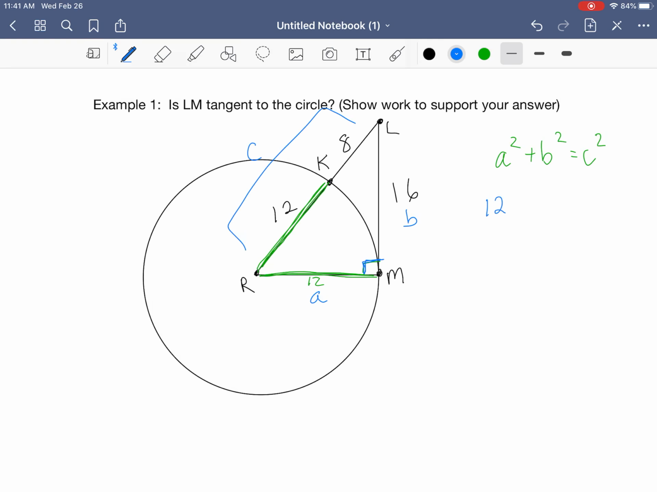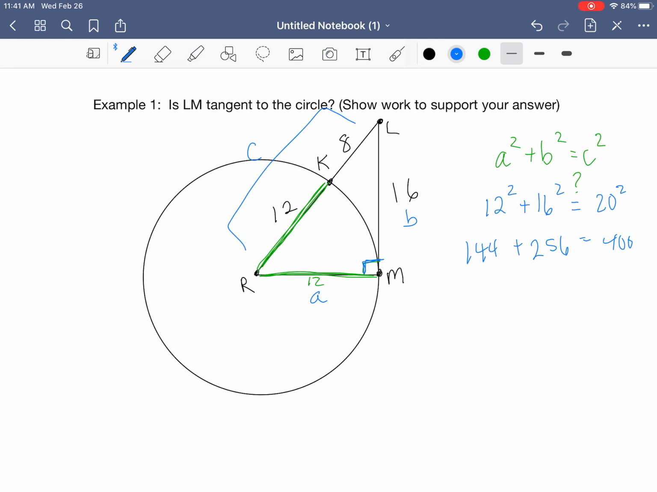And now we just plug in what we know. A, we just said, was 12, so 12 squared. B, we just said, is 16, so 16 squared. And we want to know, does it equal 12 plus 8 squared? So 12 plus 8 is 20, so 20 squared. And make sure you're using the entire hypotenuse, not just a piece of the hypotenuse. Now we can go ahead and start doing our calculations. So we know that 12 squared is 144, 16 squared is 256, and then when we square 20, we get 400.